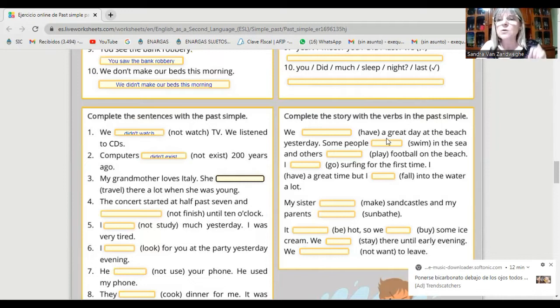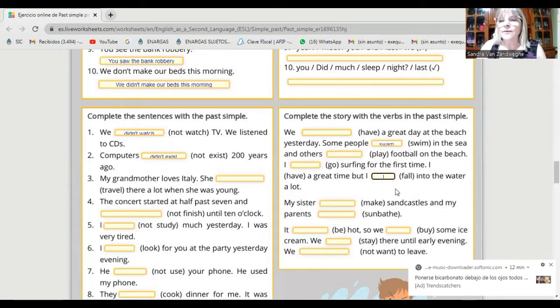Some people swam in the sea. Bien, lo que van a hacer es completar. Ustedes tienen el listado de verbos que les di, donde están los verbos irregulares, y también les compartí la clase pasada la lista de cómo se pronuncian, ¿ok? Entonces, si yo acá me fijo, sé que el pasado es swam. Bueno, ¿cómo lo pronuncio? ¿Ok?